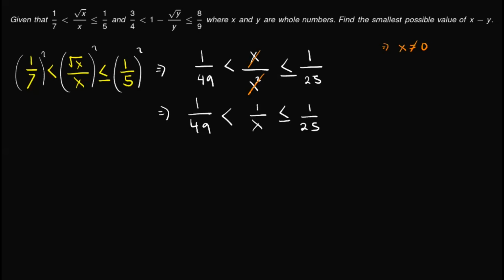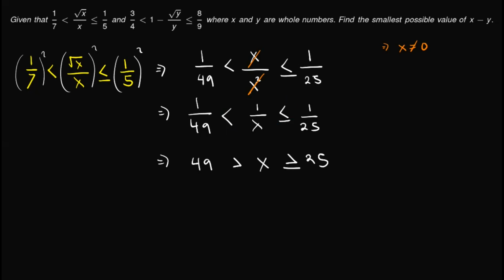Now to get the value of x, what we'll do is we'll get the reciprocal of this one. So we'll have 49, x, and 25. And since we get the reciprocal, their signs would also be inversed. So we'll have greater than or equal to here, greater than only, since this is the sign that reversed, and greater than or equal to out here, since this is the sign that reversed.